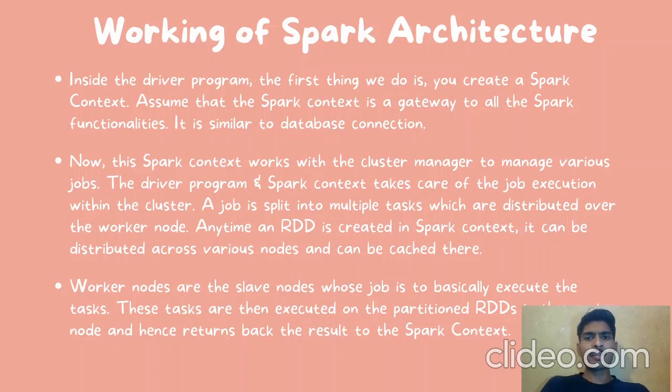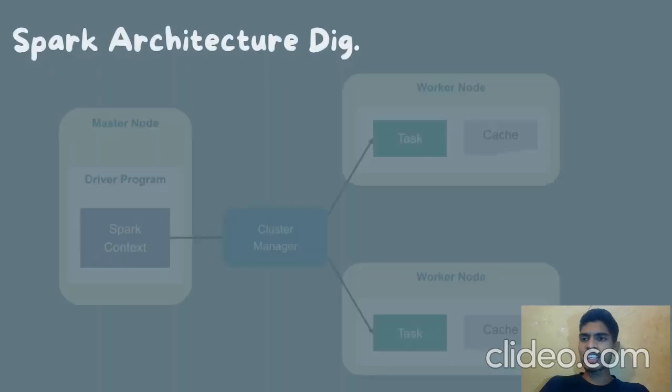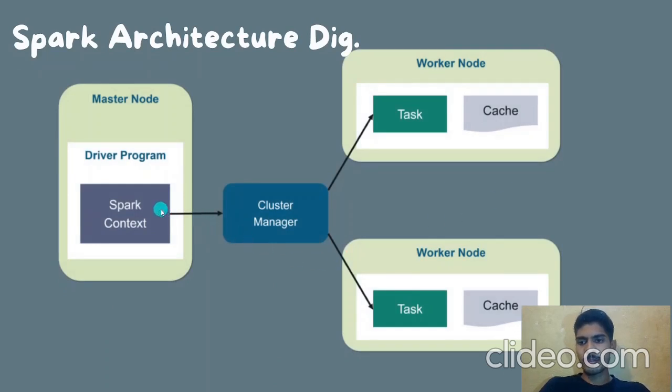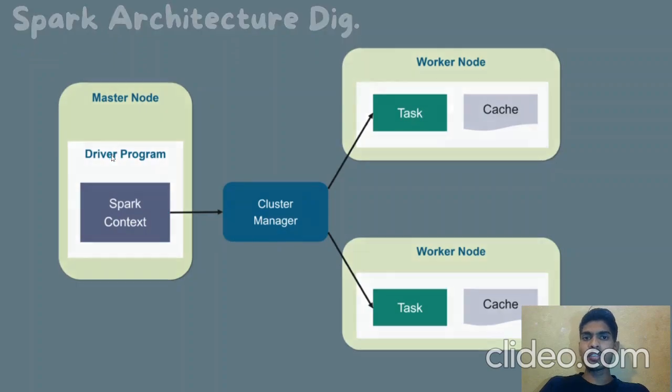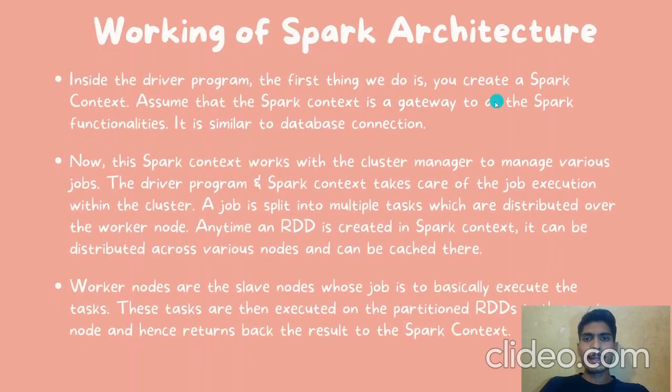Inside the driver program, the first thing we do is we create a Spark context. As we have already seen, there is a Spark context here. Now the driver program is the user code, which is being entered by the user. We can say that a Spark context is a gateway, like a database connection in different databases. It works with the cluster manager to manage the various jobs, and the driver program and the Spark context take care of the job execution within the cluster.